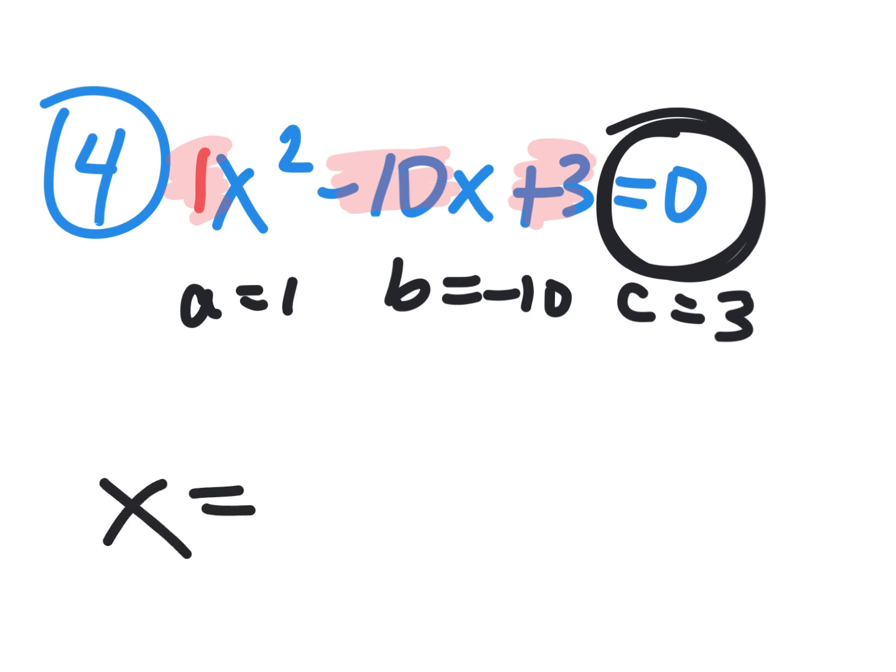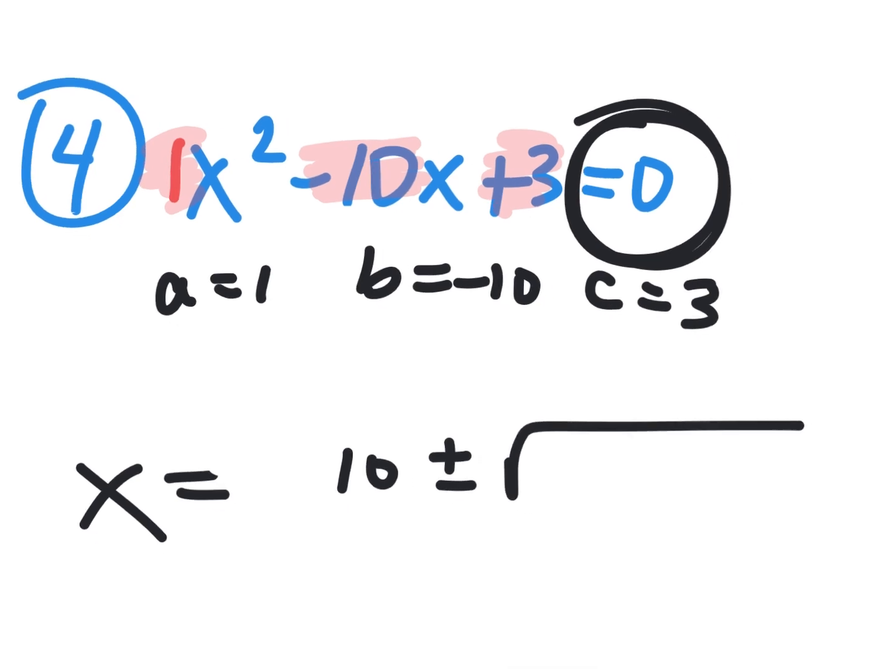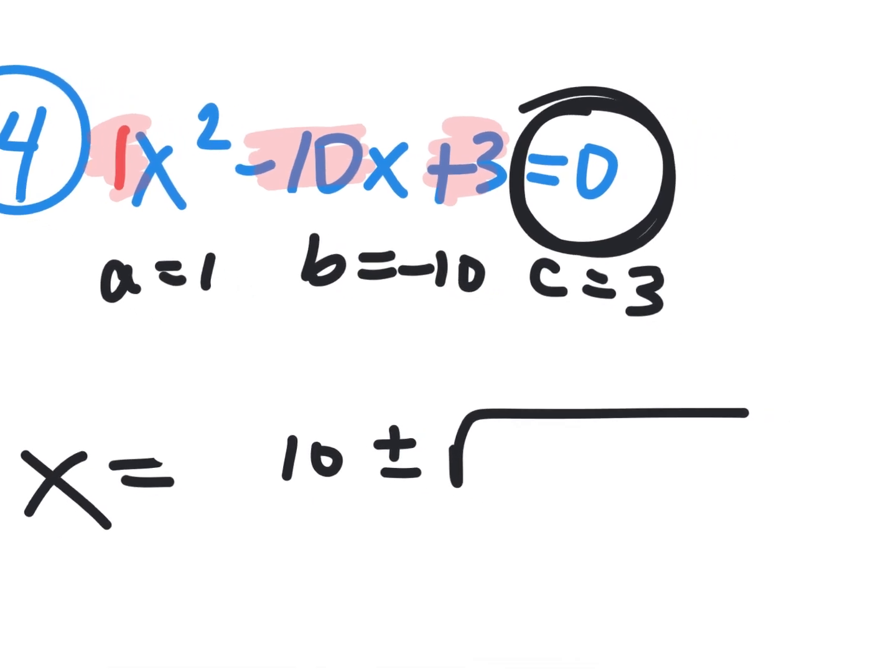X equals negative b, which in this case is negative of negative 10. And I totally agree, just put 10 there, because you can do that in your head. Negative of negative 10 is 10, plus or minus the square root of b squared. Well, b is 10, so 10 squared is 100, minus 4ac. I just put parentheses for those.